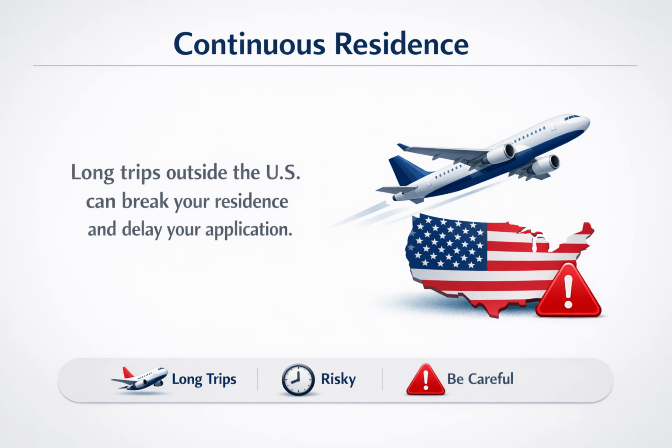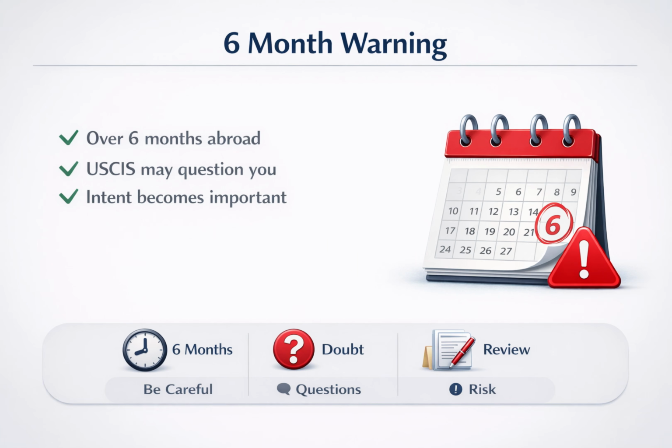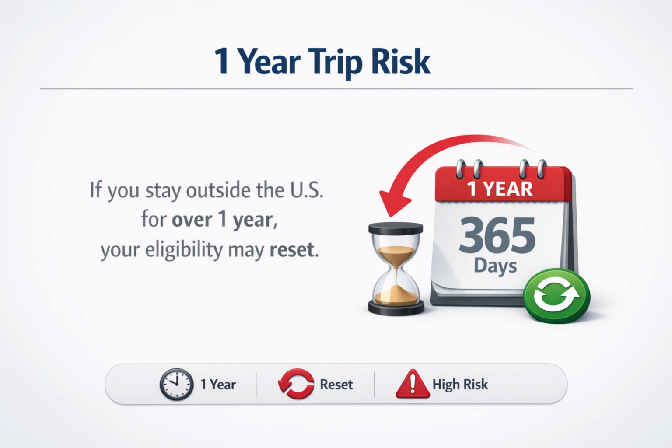Now, continuous residence. This is different from physical presence. This focuses on long trips. If you leave the U.S. for more than 6 months, USCIS may question your intent. If you leave for more than 1 year, your eligibility clock may reset completely. For example, if you stayed outside the U.S. for 1 year, you may need to wait 4 years and 1 day after returning before applying again.